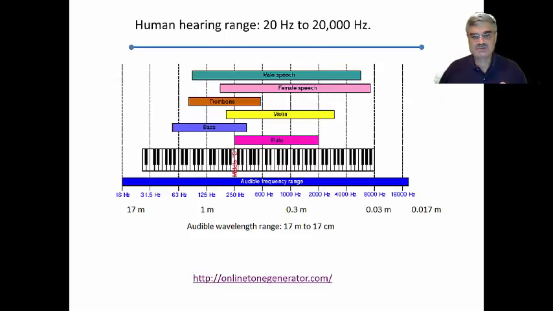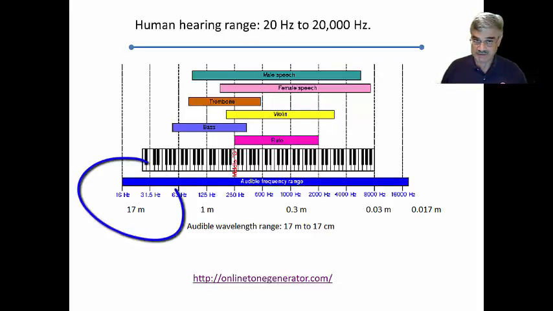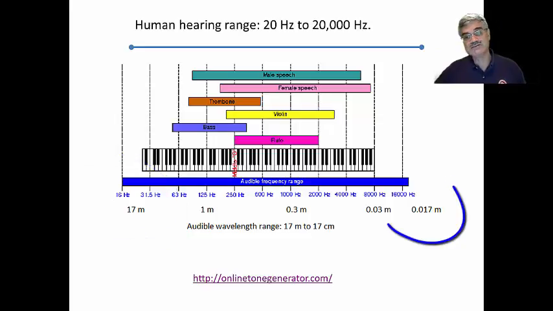This slide shows the range of human hearing from 20 hertz, 17 meters or so, to 20,000 hertz, 1.7 centimeters, and relates that to the piano. It also shows the frequency range of male voice, female voice, and various musical instruments. Thought you might find that interesting.